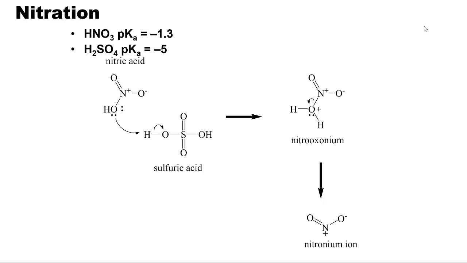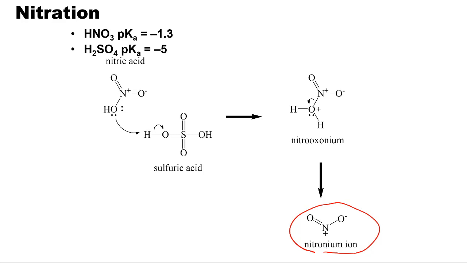Nitration is another reaction, and this one in particular is good to memorize because there's a number of mechanisms that sort of follow this route. The electrophile is this nitronium ion that's drawn at the bottom of the slide for the nitration reaction. Now, the way it's formed is by mixing sulfuric acid with nitric acid.